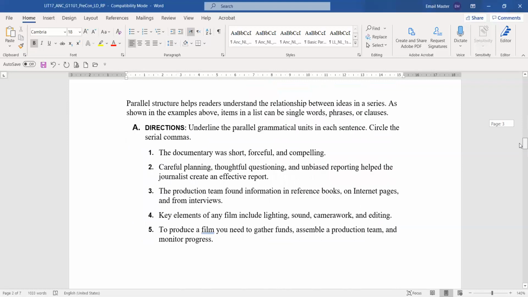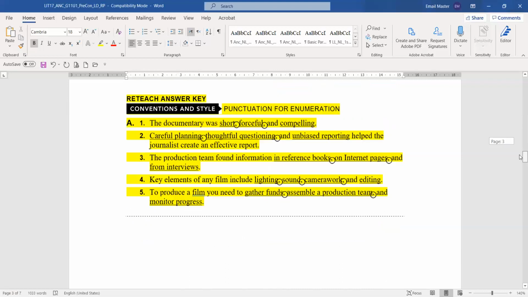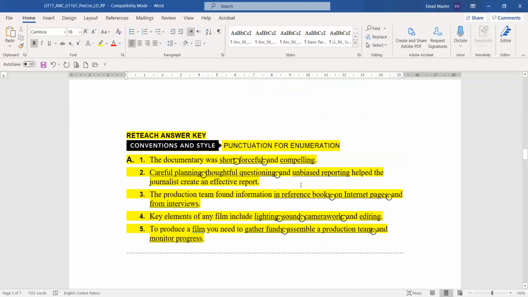Now, we have this worksheet from Pearson classes. It says underline the parallel grammatical units in each sentence. Circle the serial commas. So these are the original sentences on your worksheets. So here, let's look at this. So basically, the commas are easy to identify.